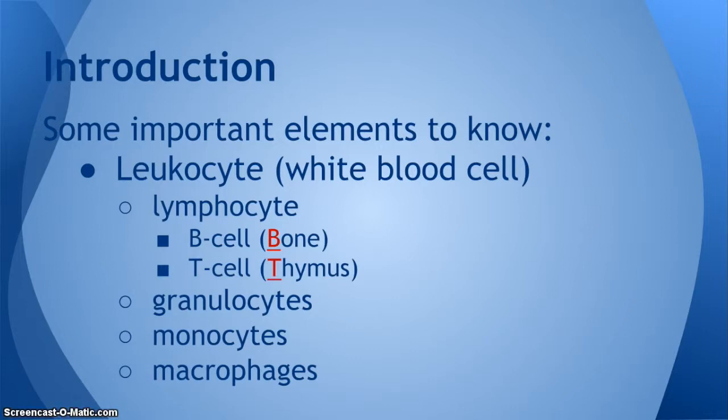The several types of white blood cells are lymphocytes, granulocytes, monocytes, and macrophages. And under the category of lymphocytes, there are two cells that you should know: the B cells and the T cells. The difference between the B cells and T cells is their structures, the genes that encode them, and the type of epitope which they bind. So it's just their functions are different.